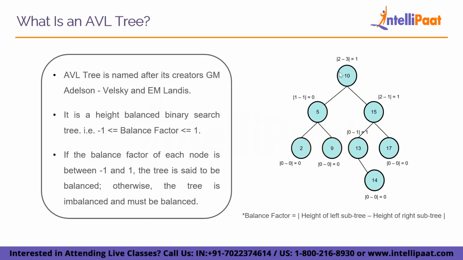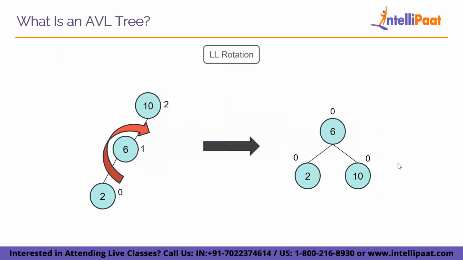For example, for this 10, our left subtree has 2 levels and the right subtree has 3 levels. So the difference and modulus of the difference will give us 1. Similarly, 5 has 0 and the leaf nodes have 0 as their balance factor, making this whole AVL tree a balanced one. An AVL tree performs 4 different types of rotations in order to maintain balance between its nodes.